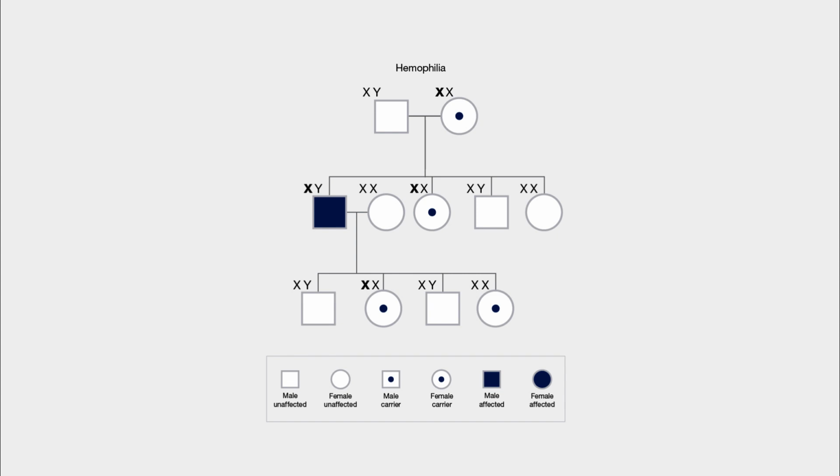These are traits that are found on either one of the chromosomes that determine sex, or the sex chromosomes. And in humans, this is the X or the Y chromosomes. And so some of the more familiar sex-linked traits are hemophilia, red-green color blindness, congenital night blindness, some high blood pressure genes, Duchenne muscular dystrophy, and also Fragile X syndrome.